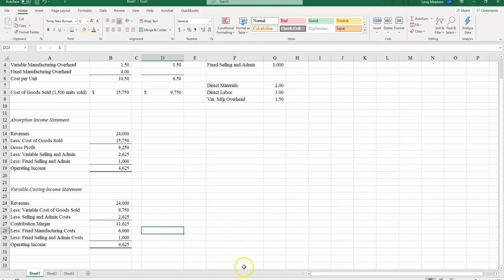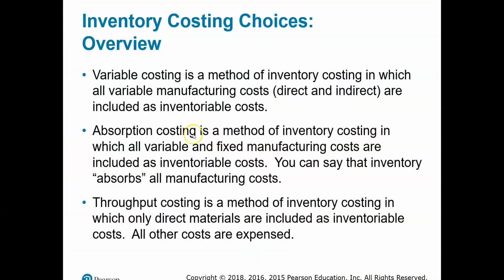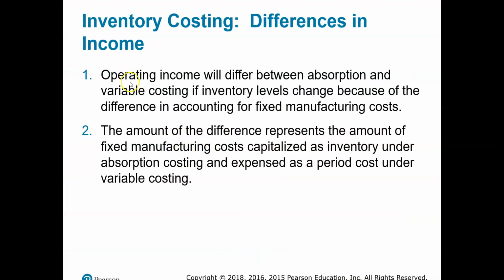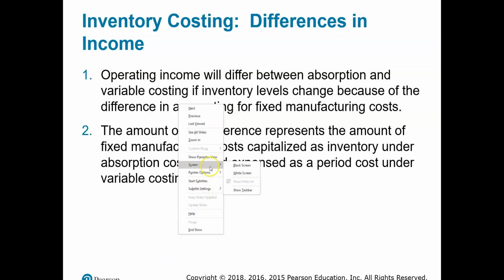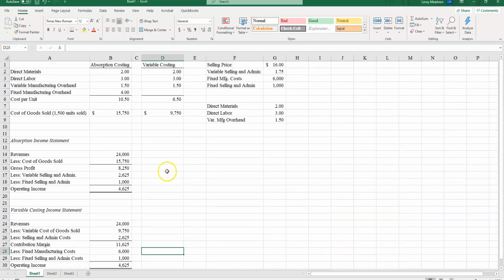So let's go ahead and go back to the PowerPoint here. Now we will notice here that operating income will differ between absorption costing and variable costing if inventory levels change, because of the difference in accounting for fixed manufacturing costs. Let's go back here to my example. What if we had produced 1,600 units?